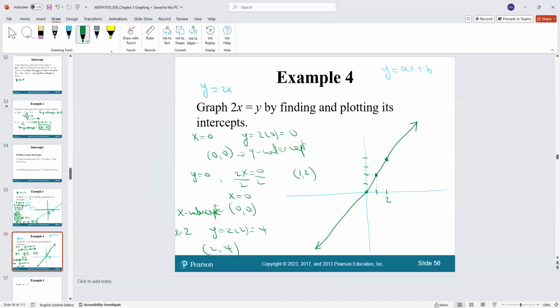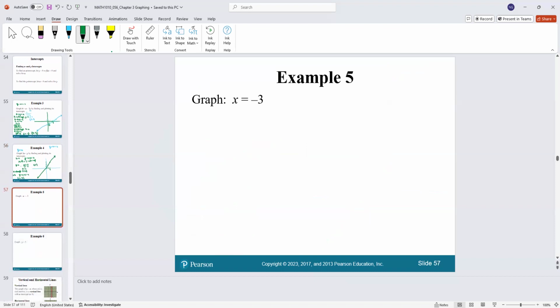Graphing vertical and horizontal lines is something else. If you only have to graph x equal -3, all you need to do is draw a vertical line at -3 on the x-axis. This is x equal -3. Remember, the x-axis is the horizontal axis, the y-axis is the vertical axis. But here, that's what they ask you to graph: only x equal -3.